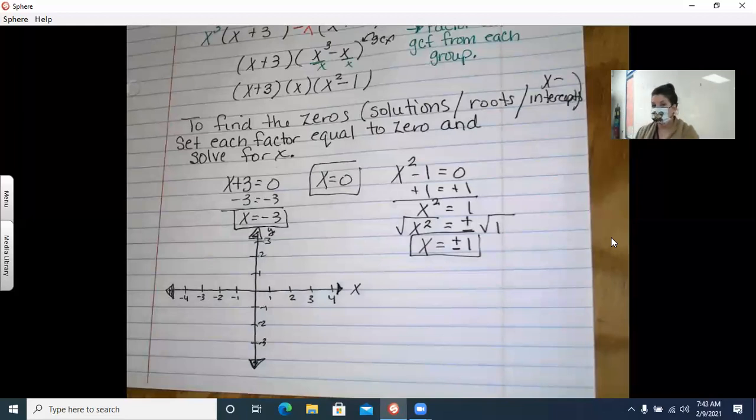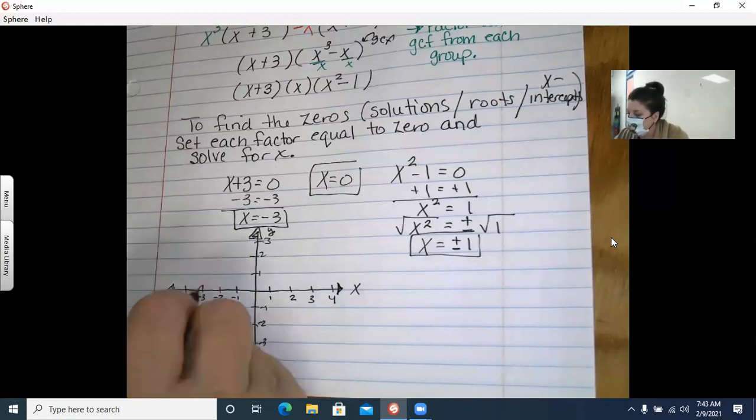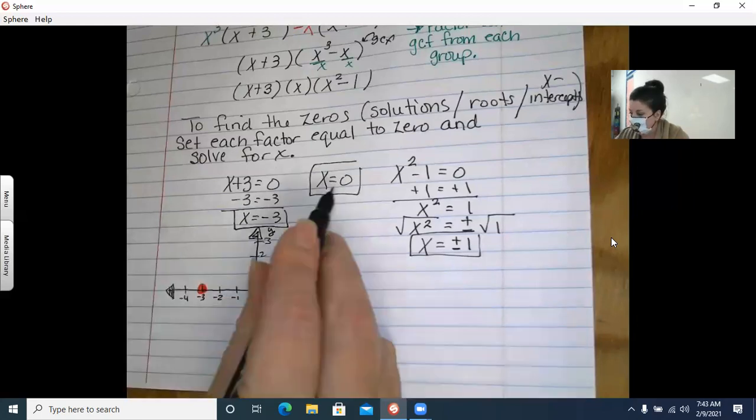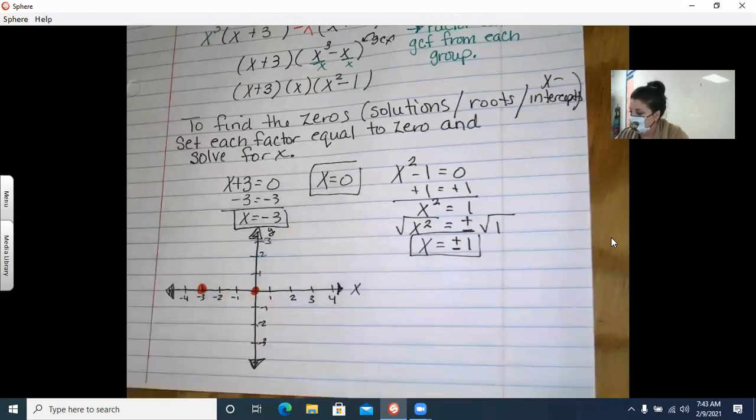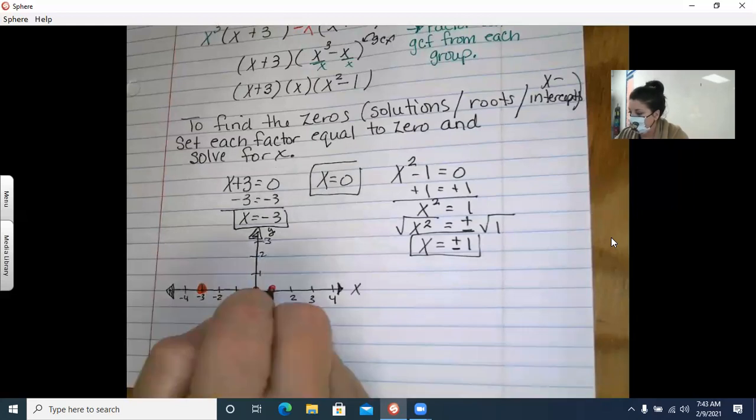All right, so I have 4 x-intercepts. I'm going to plot points on the x-axis at those intercepts. So I know my graph's going to cross the x-axis at -3. I'm going to plot a point there. It's going to cross the x-axis at 0. So I'm going to plot a point when x is 0. My graph will cross the x-axis at +1 and at -1.